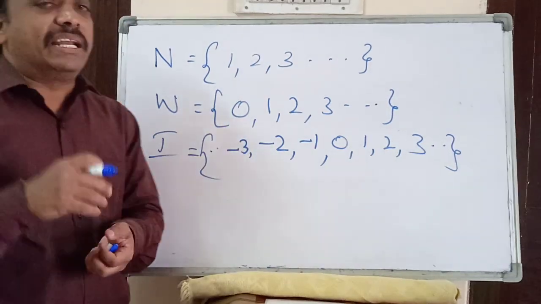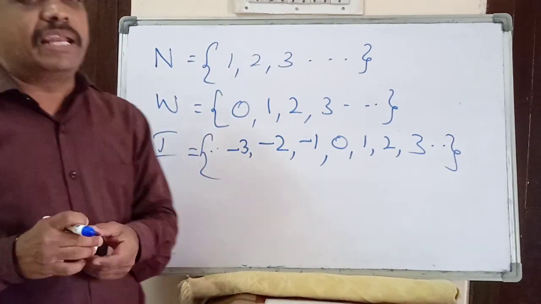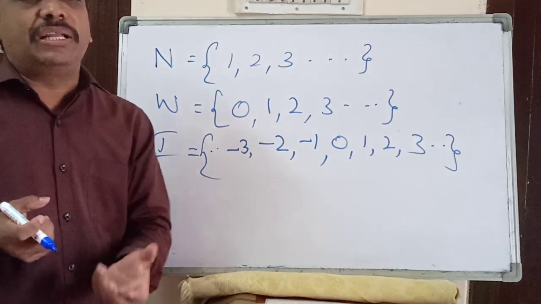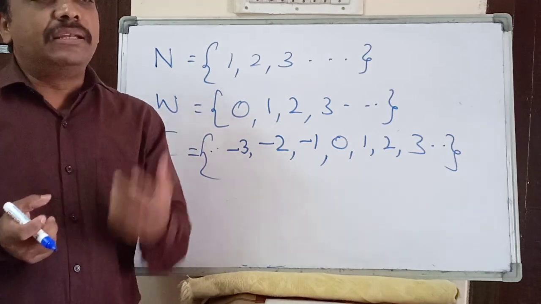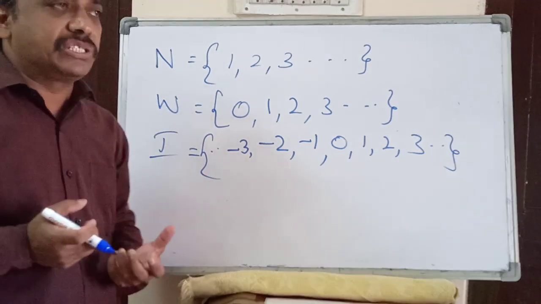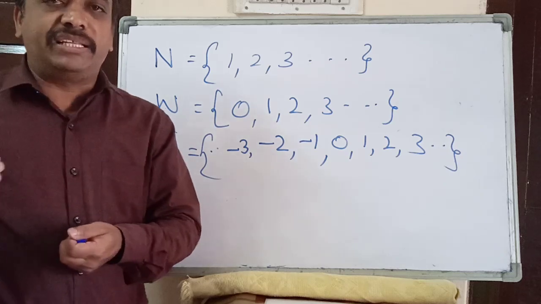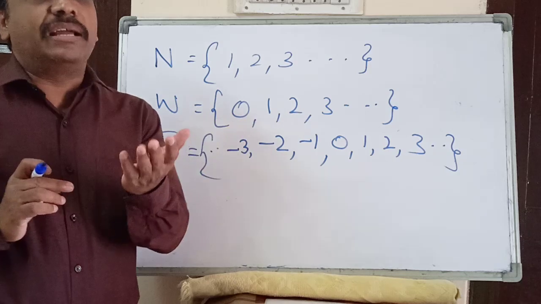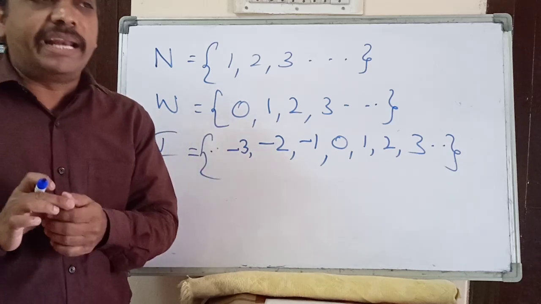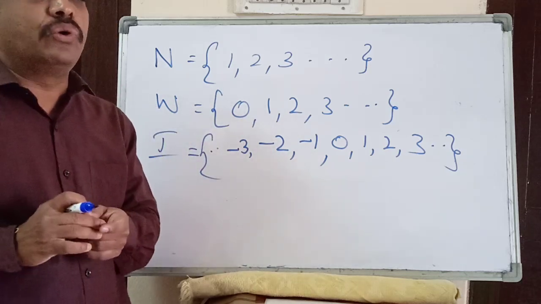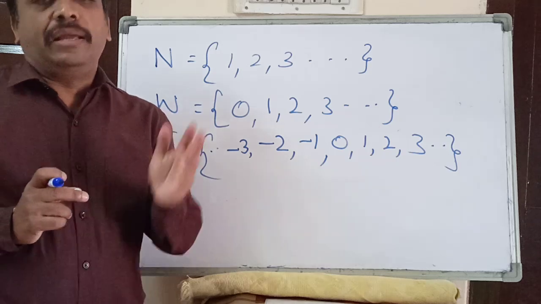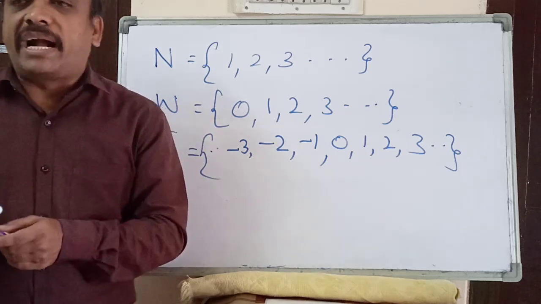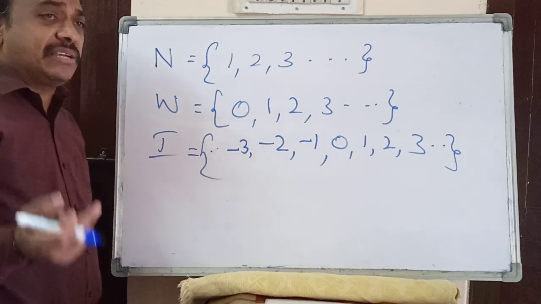Now, when it comes to another set of numbers, that is rational numbers. The word rational we already heard in classes 6th, 7th, 8th. Rational number came from the word ratio. What exactly is a ratio? A comparison between two quantities of the same kind.